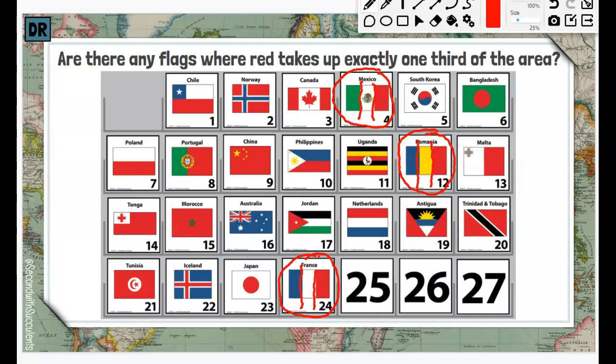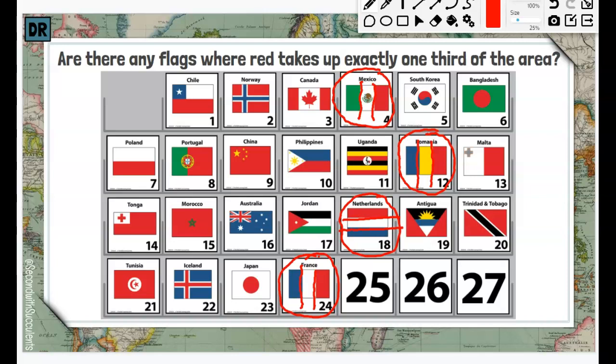Now, show a connection if you were thinking that this flag is also 1/3 red. Well, that's good thinking. Even though it's broken up in a different way, it's still broken up into 3 equal parts. 1/3 is red, 1/3 is white, and 1/3 is blue.